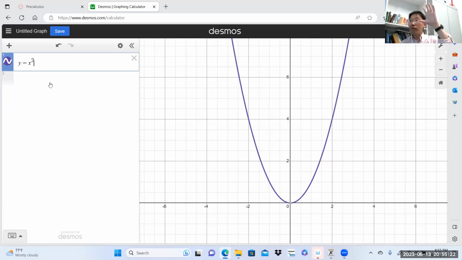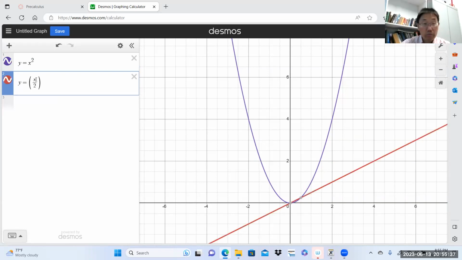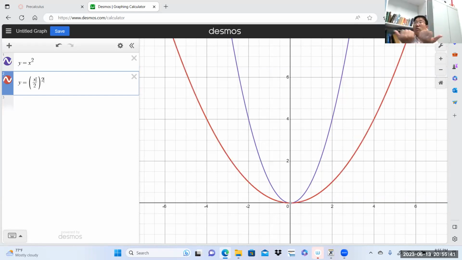Let's see, now it is half. So f of x is x squared. What is f of half of x? Then y is equal to f of half of x. You replace x by half of x, right? So x over 2, then squared. See? Horizontal what? Stretching, right? So if c is less than 1, now it's stretched away from the y-axis. Do you see that?